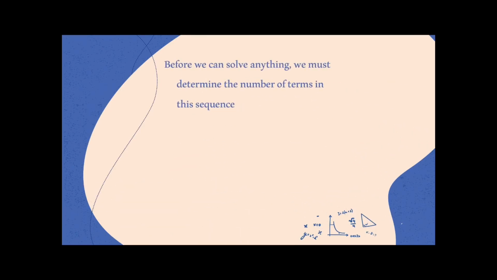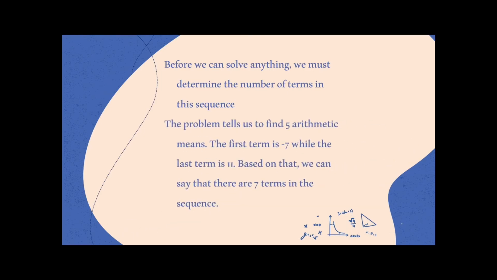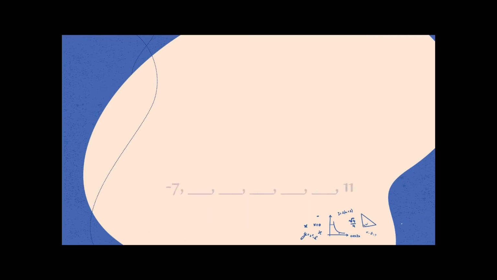Before we can solve anything, we must determine the number of terms in this sequence. The problem tells us to find 5 arithmetic means. The first term is negative 7, while the last term is 11. Based on that, we can say that there are 7 terms in the sequence. Here is the sequence.